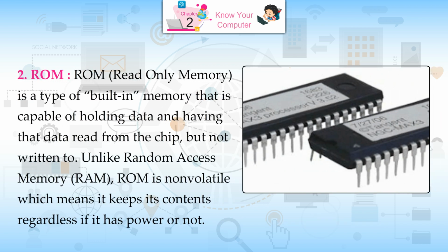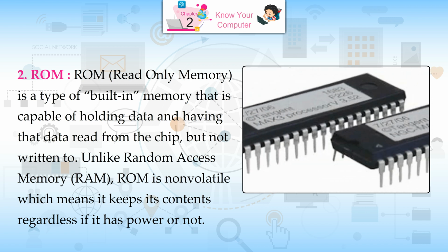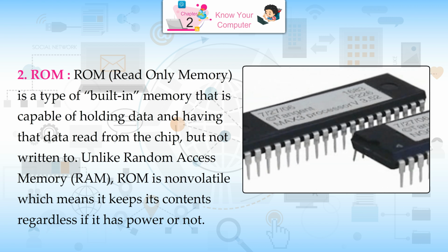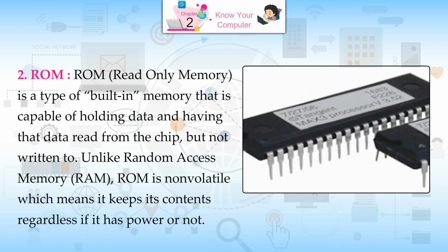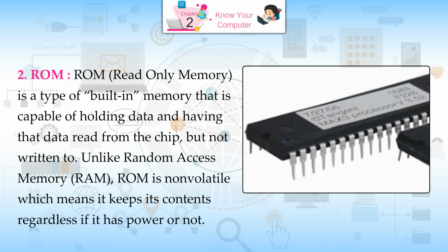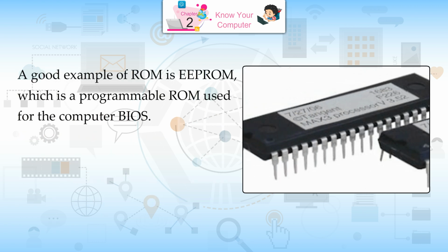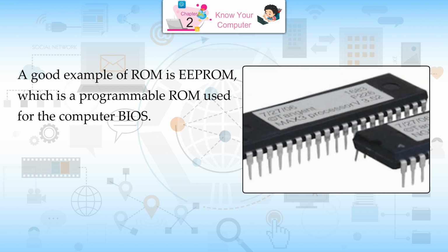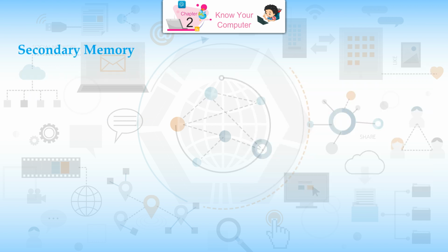Second, ROM, read-only memory. It is a type of built-in memory that is capable of holding data and having that data read from the chip but not written to, unlike random access memory RAM. ROM is non-volatile, which means it keeps its contents regardless of whether it has power or not. A best example of ROM is EEPROM, which is programmable ROM.